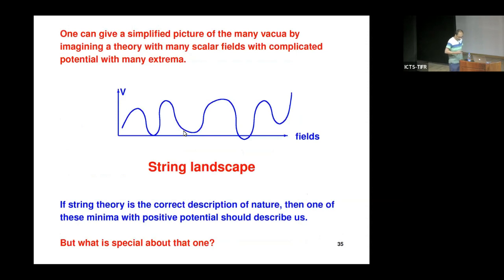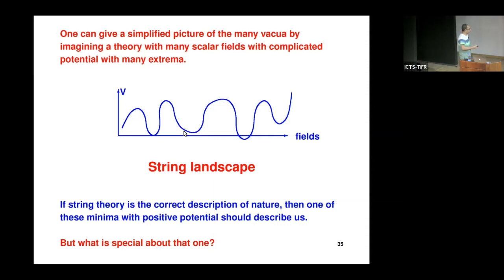So one can give a simplified picture of this many vacua by imagining a theory which has many scalar fields with a complicated potential with many extrema. Here I have drawn, of course, only one scalar field, but imagine that you have a multidimensional space of scalar fields and a very complicated potential with many local minima. And these local minima correspond to these different solutions that I described, stabilized moduli. So this picture is what is called the string landscape.